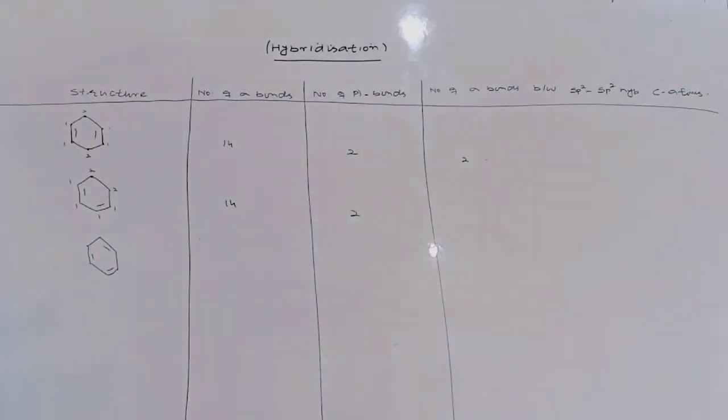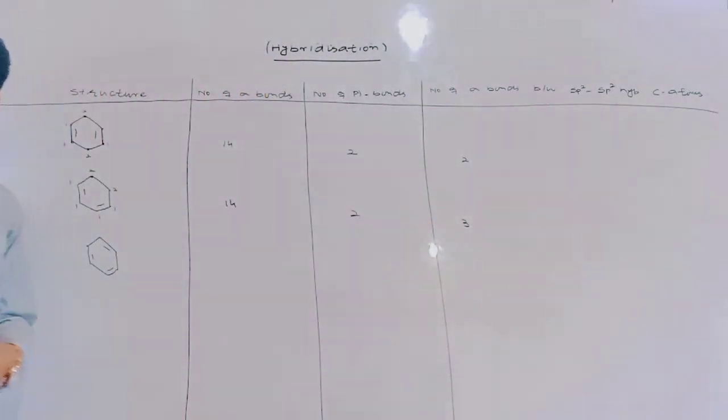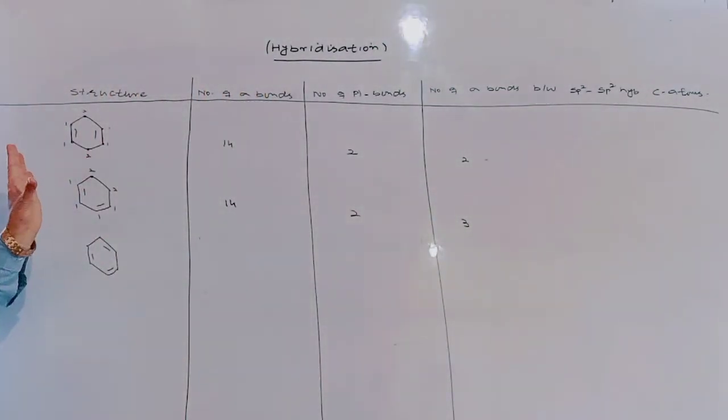The number of sigma between sp2 sp2 is 1, 3, 2, 3. Here it contains 3. See, I have kept the same number of pi bonds but a different question: the number of sigma bonds between sp2 sp2 varies, right? Is it benzene? I can write it like this also.